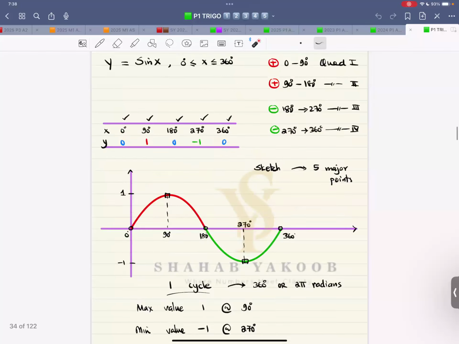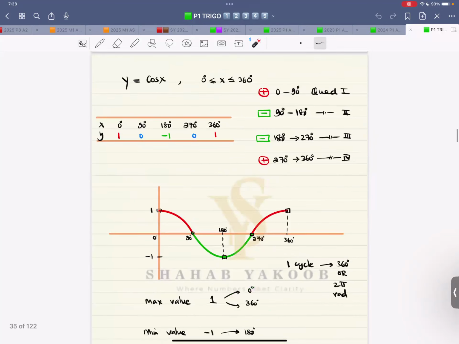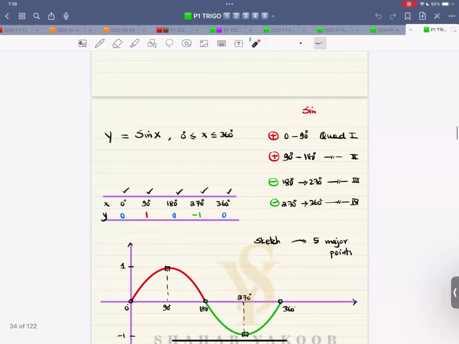Sketches. Yes, sin x, the five major points, as we have studied in class, we have studied in these papers. These are the five major points. One cycle in 360 degrees, maximum occurs at 90, minimum occurs at 270. There are three zeros. Then cosine x, another five major points. But now it's starting from 1. So it's 1, 0, negative 1, 0, 1. Over here, 0, 1, 0, negative 1, 0.